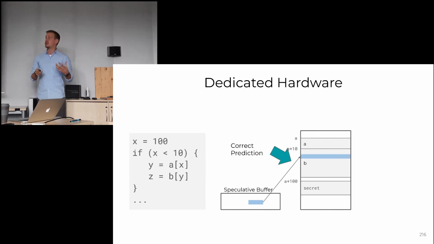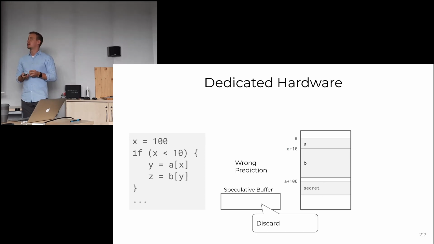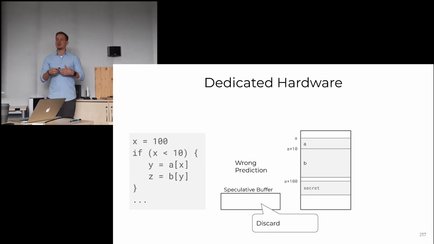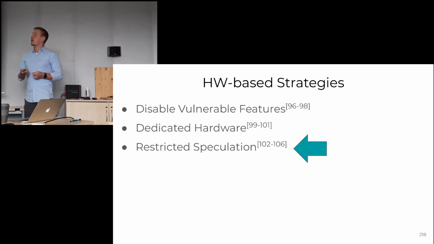And if this access was actually a correct prediction, then we are propagating the data into non-speculative data structures or hardware structures. And if it was a wrong prediction, then we just clean up the results and nothing's wrong. So it's not visible to the software.